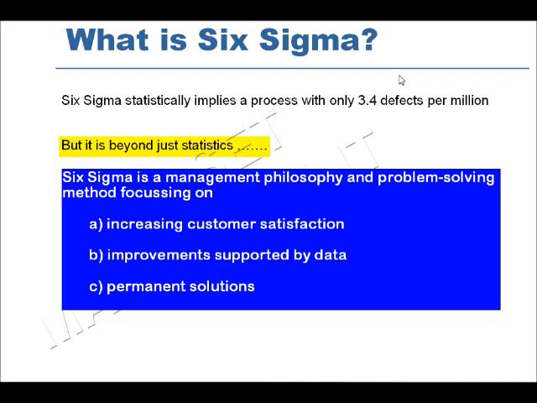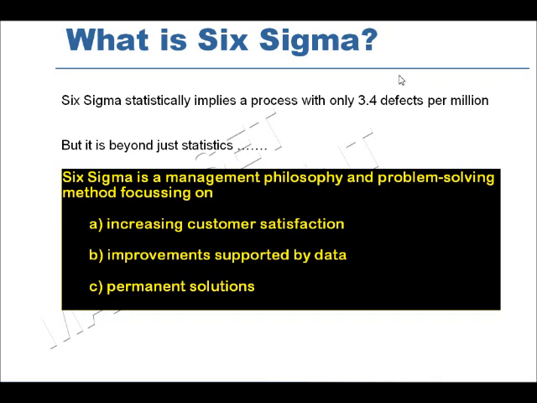Six Sigma is not just statistics, it is much beyond that. Six Sigma is a management philosophy and problem-solving method, focusing on A. Increasing customer satisfaction. B. Improvements supported by data. C. Permanent solutions. Six Sigma is a problem-solving method. We all face problems in business and try different ways to overcome them. Do we follow any structured problem-solving method? Six Sigma is a proven problem-solving method.